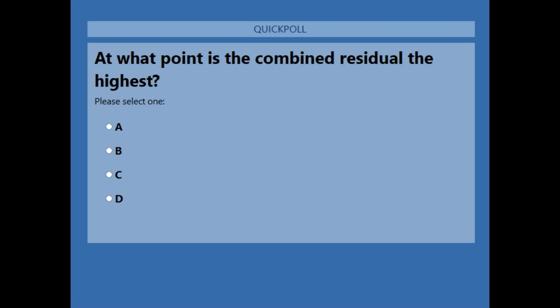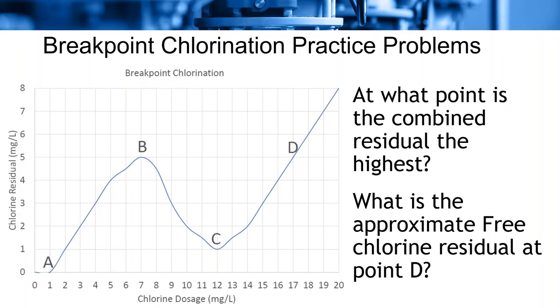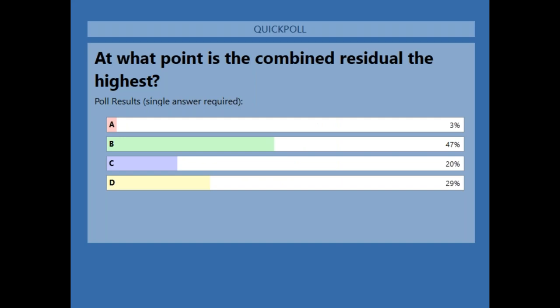All right, I'm going to close the poll in 3, 2, 1. It looks like most of us got the correct answer. As we talked about, we want to know at what point the combined residual is the highest. If you remember, that's where we're creating those chloramines and chloro-organic compounds, which is when the initial curve is increasing. That increases until point B, and after that, the combined residual begins to decline until it reaches a steady minimum. So point B is the answer to our first question.